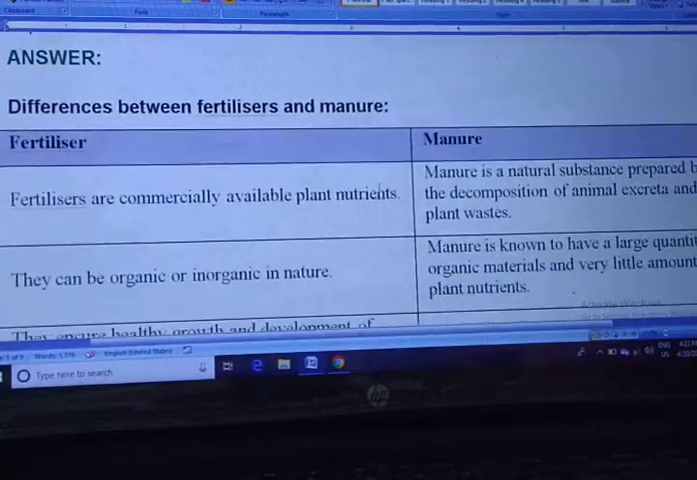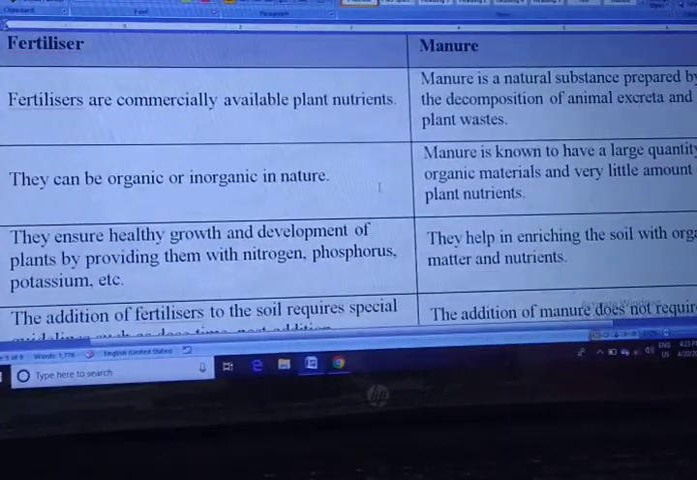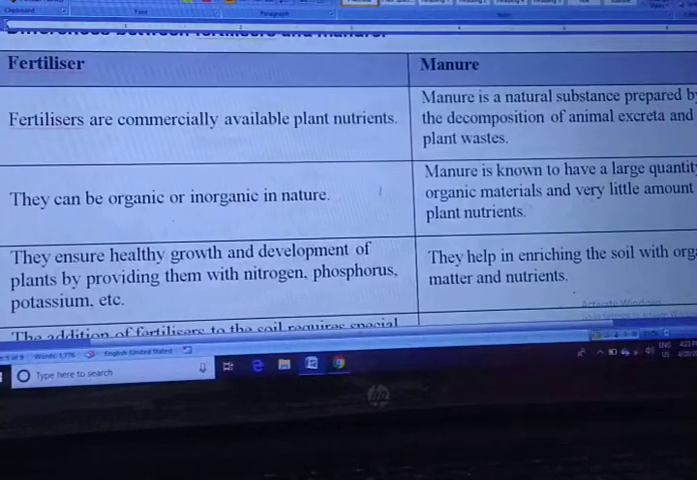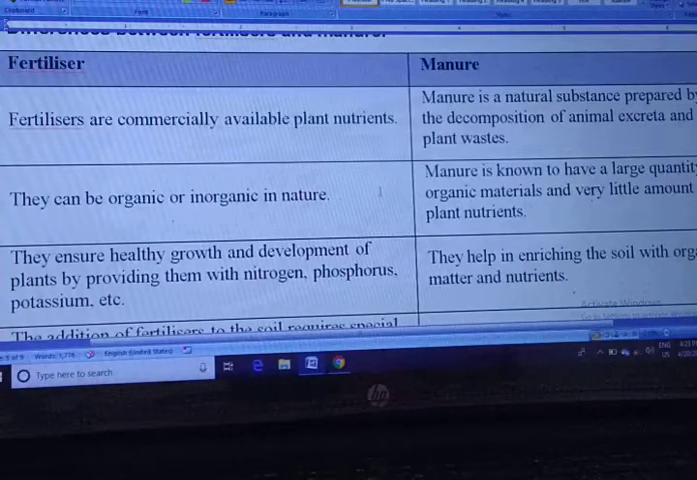Now there is a fifth question. It's a very important question: differentiate between fertilizer and manure. You can see here some common differences between fertilizers and manures. Fertilizers are commercially available plant nutrients. Manure is naturally prepared by the decomposition of animal excreta and plant waste.